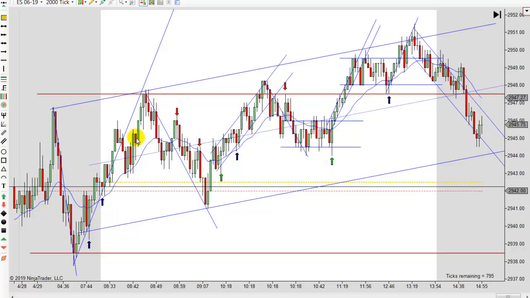Then it comes back, and you could argue this is a second entry right here. I would have liked it better if we would have broke lower, but I don't like that signal bar either, right into that high and not far from that one. So I didn't mark that trade. I think you're better off to skip it.